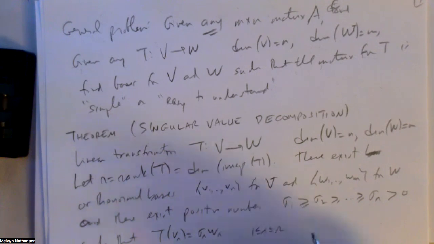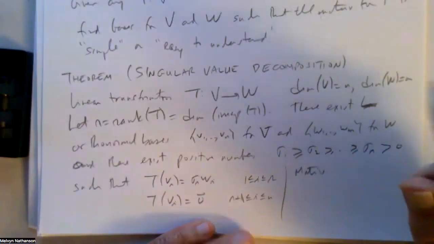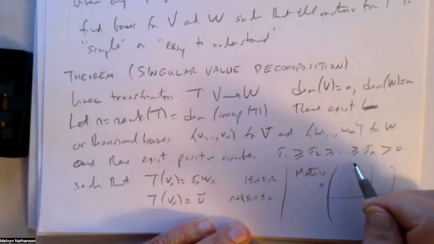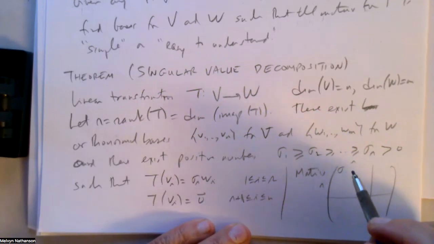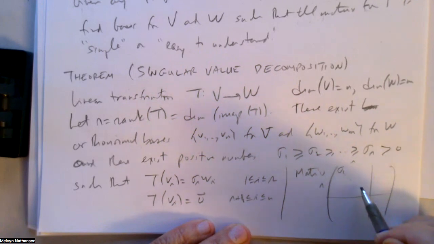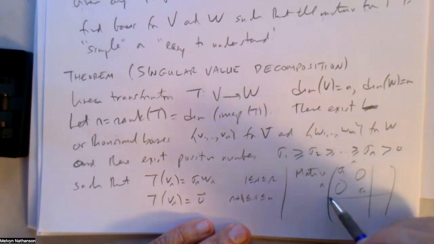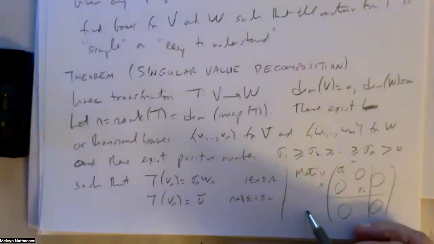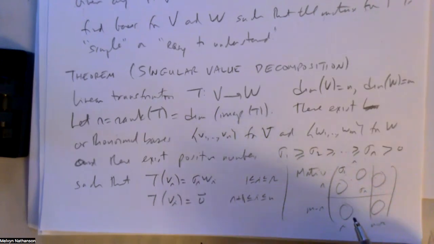So the matrix for T with respect to these two bases will look like the following. You have an r by r submatrix. Down the diagonal, you have these singular values, sigma 1 up to sigma r. Above and below are zeros. So this is an r by r diagonal matrix, and everything else is 0. So this is m minus r, this is r, this is n minus r, because this is an m by n matrix.